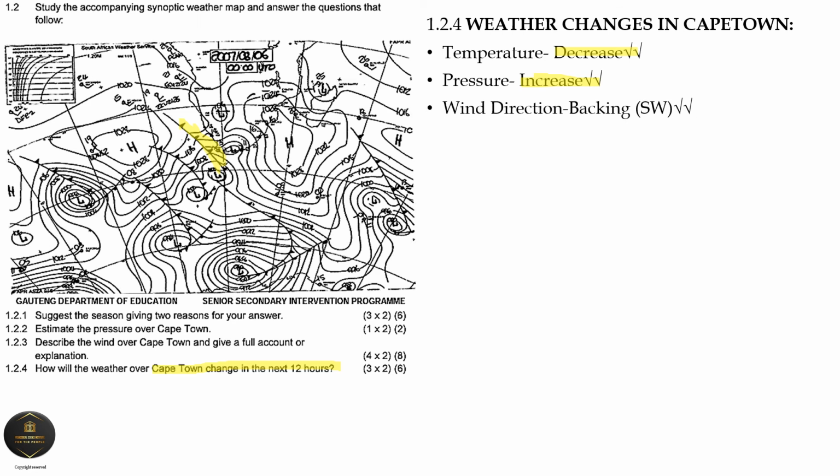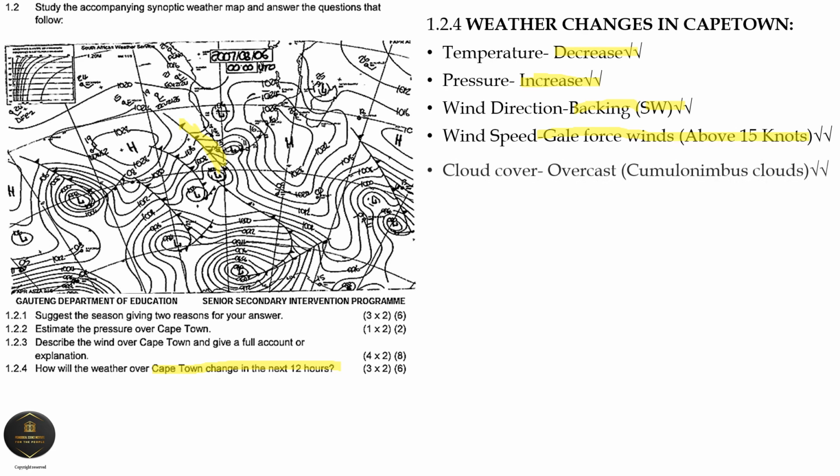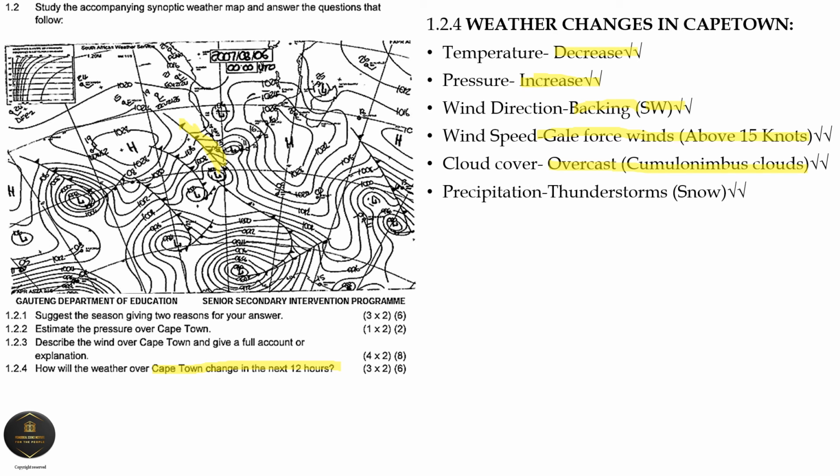And the wind direction, it will be backing, so we'll have southwesterly winds, and the wind speed will be gale force winds, so they are above 15 knots. The cloud cover is overcast, or we'll have cumulonimbus clouds. Precipitation will be thunderstorms, and we'll have snow in slopey regions or mountainous regions. So those are the conditions we will have.